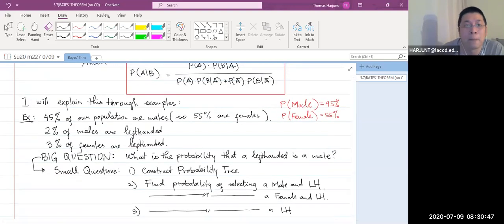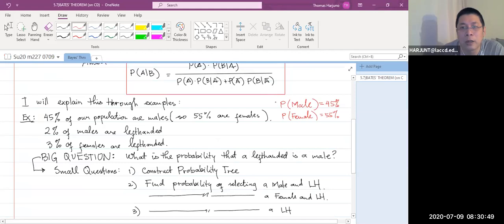Now earlier we saw that the first branching is male and female. The second branching is the probability that left-handed given that person is a male is 2%. The probability that person is left-handed given that person is a female: once we know that person is a female, the probability that person is left-handed is 3%.